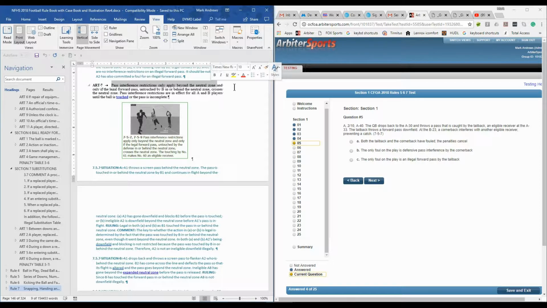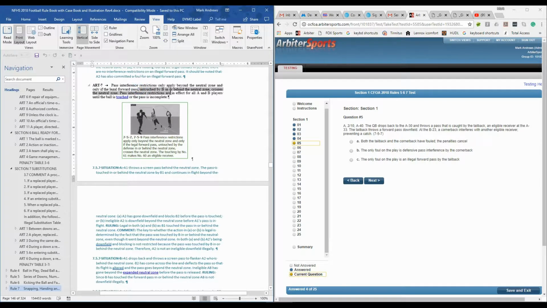So if we have a pass behind the neutral zone, in other words, behind the line of scrimmage, there are no restrictions for pass interference. You cannot have pass interference behind the line of scrimmage. That's point A. That doesn't have anything to do with this question, but remember that. And only if the legal forward pass, okay, so it has to be a legal forward pass. So in this case, it's illegal, so we don't have pass interference restrictions.